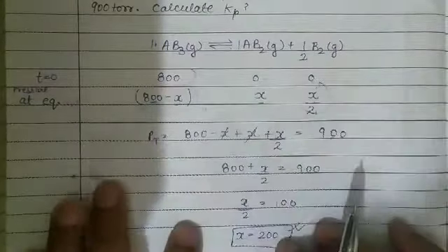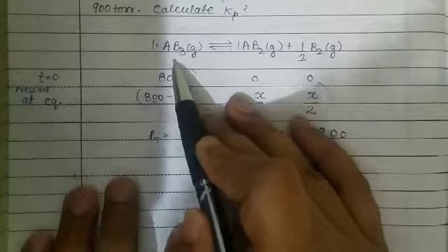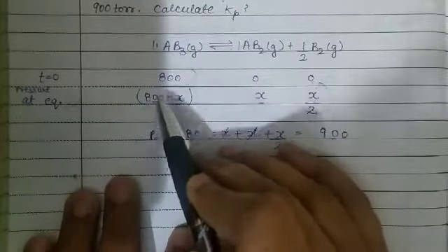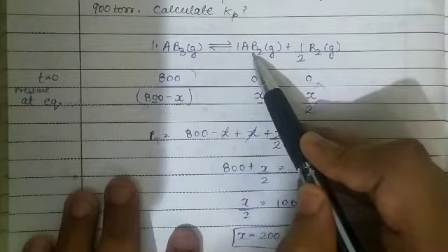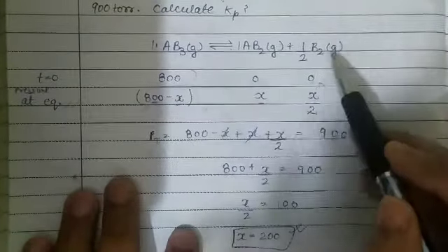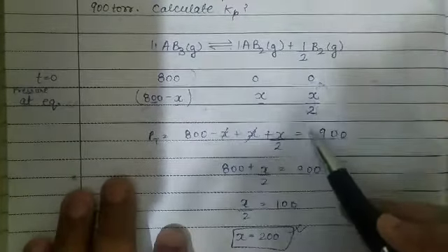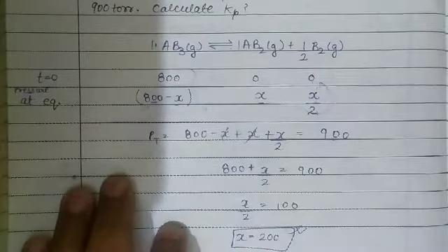Now we have the value of x. So we can calculate the pressure of AB3 at equilibrium, which is 800 minus x. Also we can calculate the pressure of AB2, which is x, and also we can calculate the pressure of B2, which is x/2. See, now put the values.